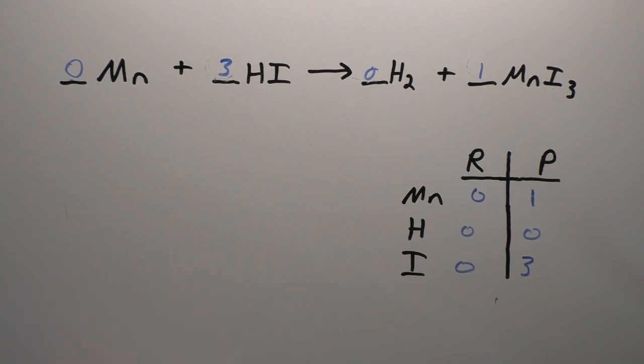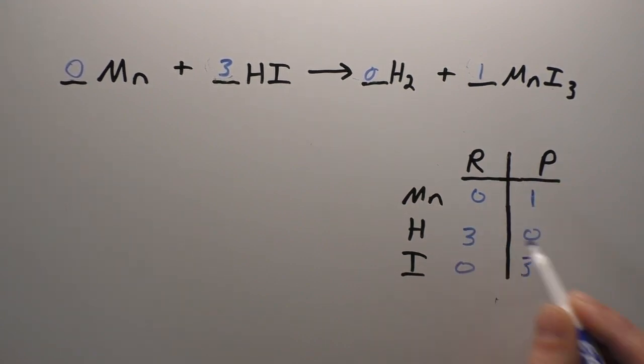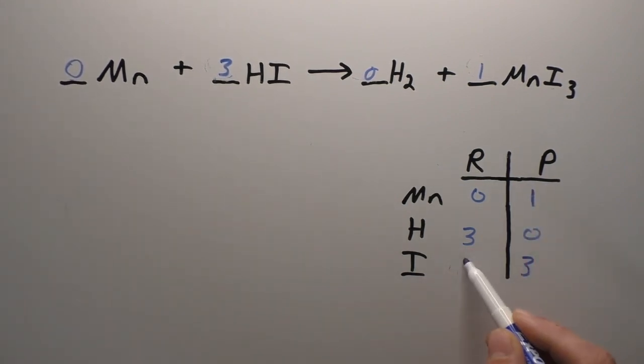So since we've assigned a coefficient of 3 to this guy, that changes the number of hydrogen and the number of iodine atoms on the left-hand side of the equation. So hydrogen, we have 3 now, because 3 times the understood 1 is 3. And the same is true for iodine. We have 3 iodine atoms in the reactants.